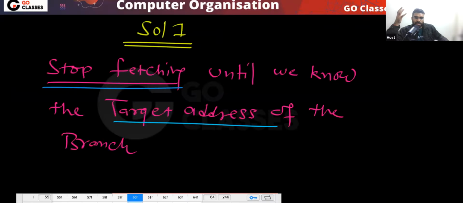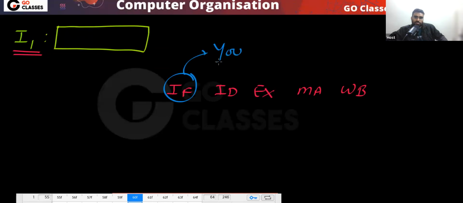Let me give you a real-world scenario. I know what this instruction is, but you don't know. Okay, let's play a game. Are you ready? I am playing a game with you. You are the instruction fetch stage, then there is the instruction decode stage, then the execute stage, then the MA stage, and then the write back stage. This is you. Now you tell me.